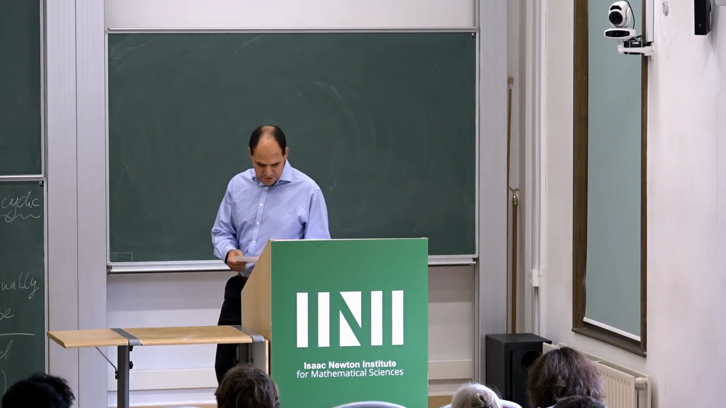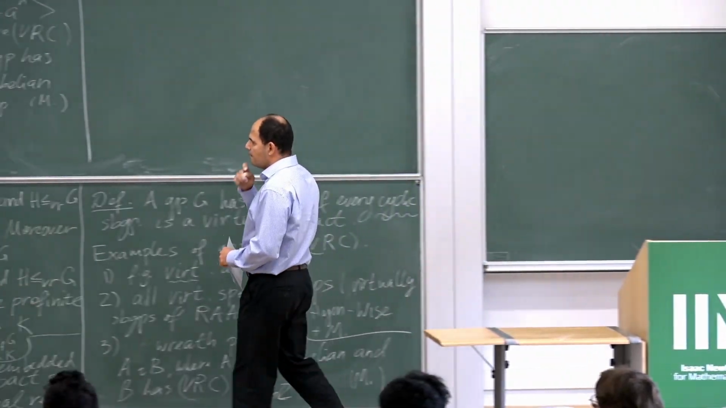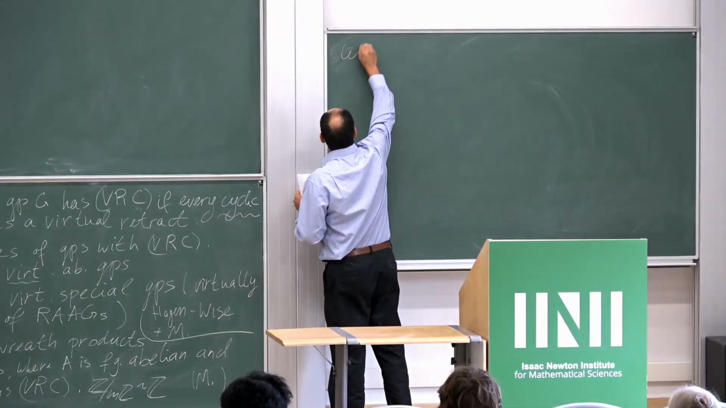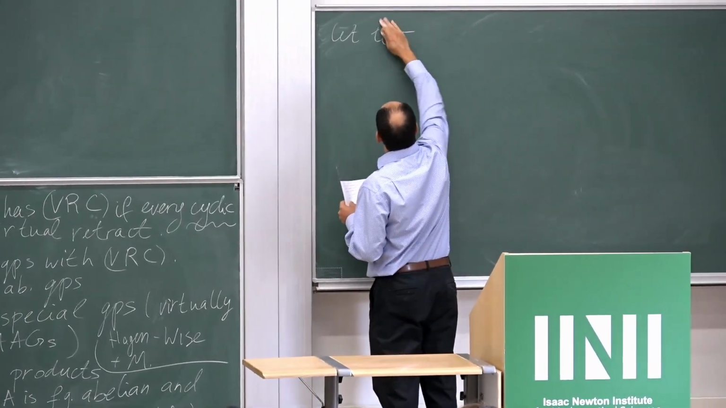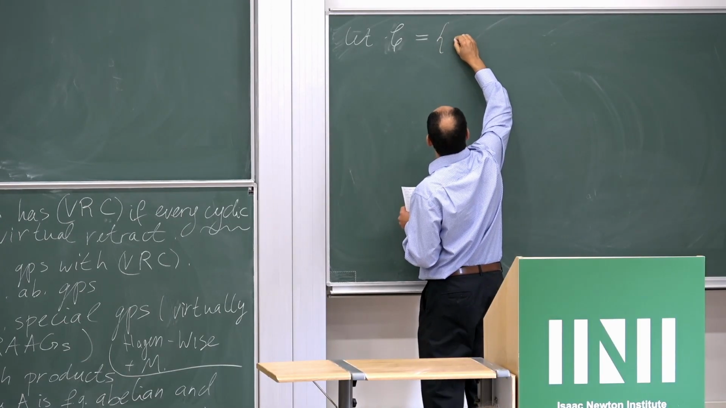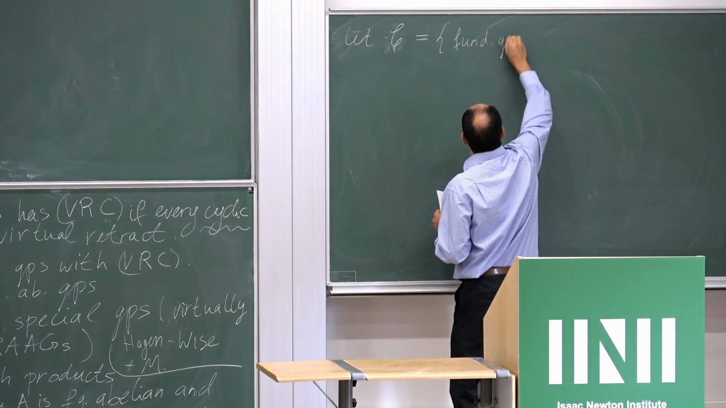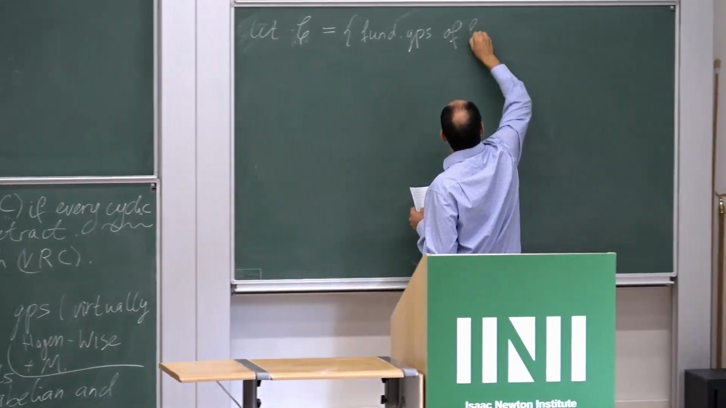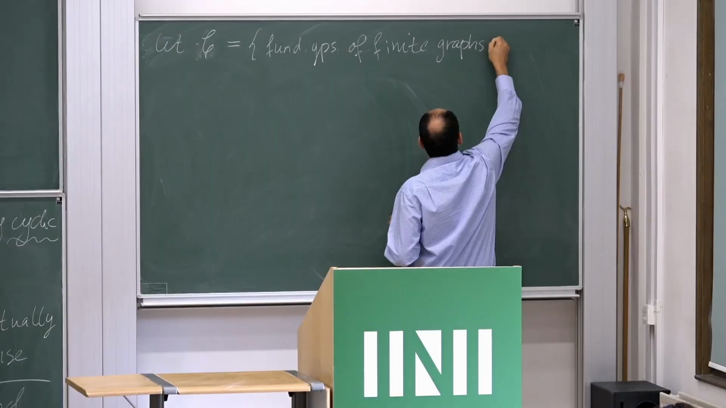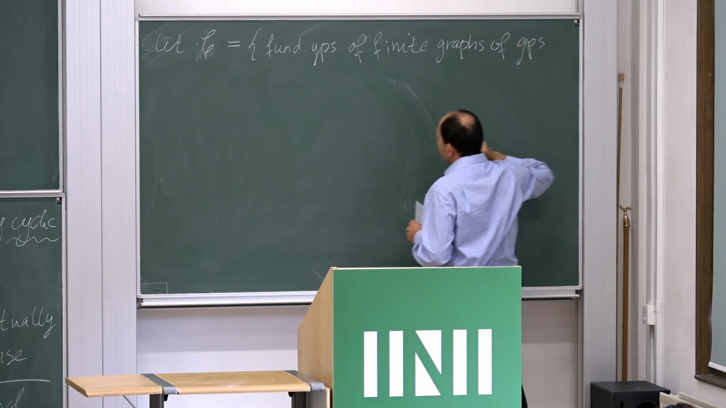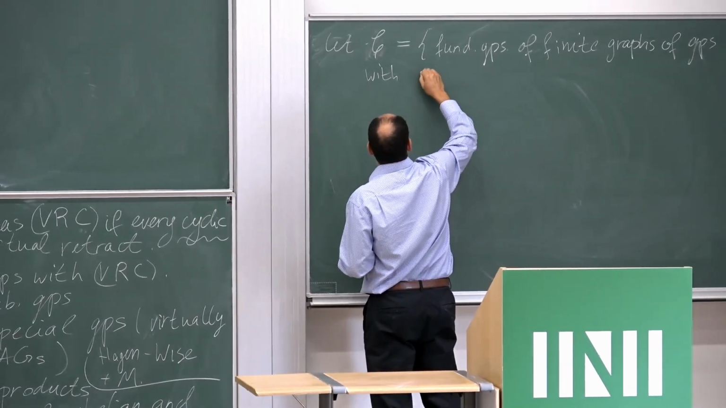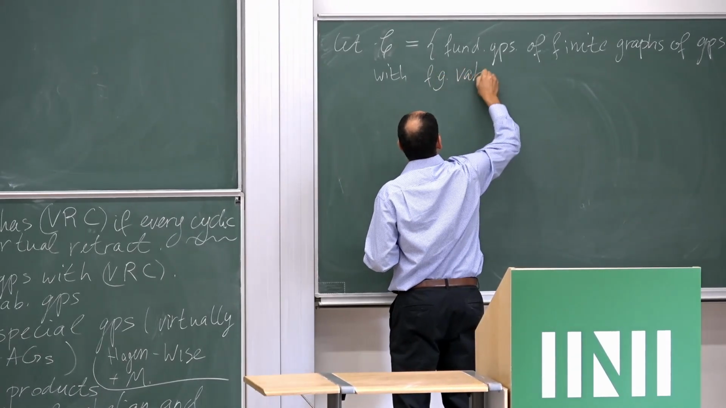Much slower than I thought I would be, okay? So I want to, okay, so C. So let's look at the following class C. So C is the class of all fundamental groups of finite graphs of groups with finitely generated virtually abelian vertex groups.